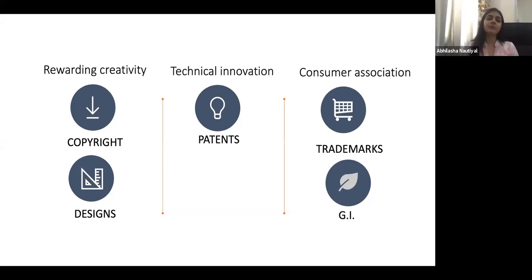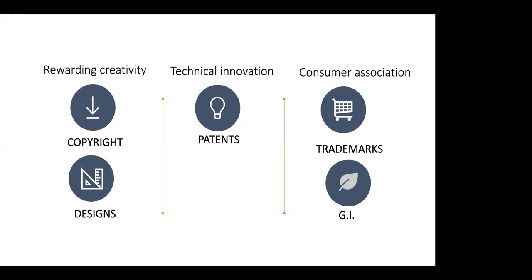Now, when we say IP, it's intellectual property. It's something which is the product of one's intellect. But how do we then further compartmentalize it? And let's examine the policy of the law to get a better understanding of this. So if you see the screen right now, you see three columns. The first column is rewarding creativity.